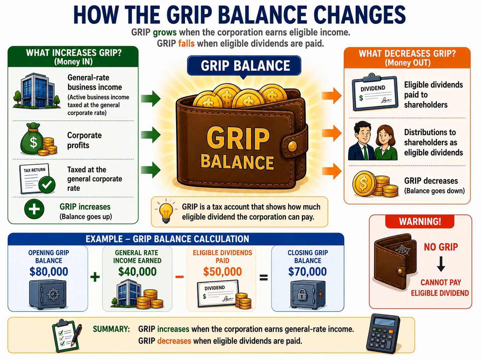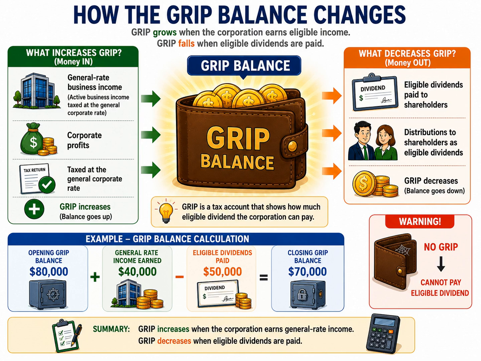The example at the bottom illustrates this process. Suppose the corporation begins the year with an opening GRIP balance of $80,000. During the year, it earns $40,000 of additional general rate income. This increases the GRIP balance to $120,000. Later, the corporation pays $50,000 of eligible dividends to its shareholders. Since eligible dividends reduce the available GRIP balance, the corporation finishes the year with a closing GRIP balance of $70,000.